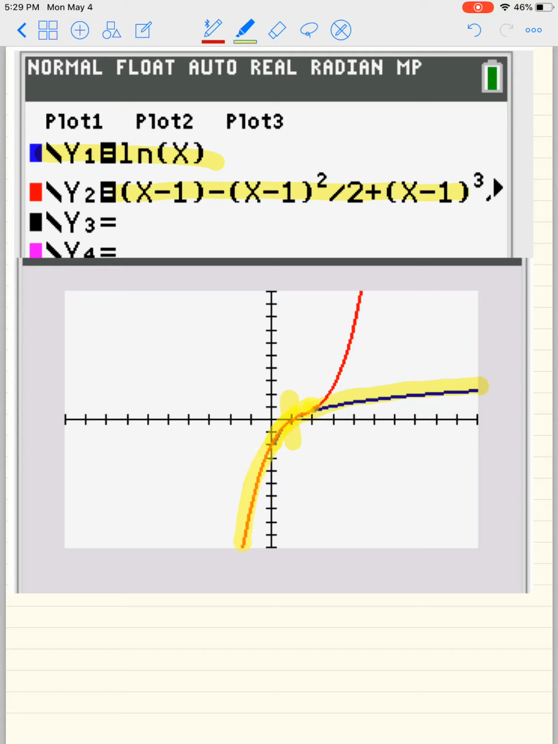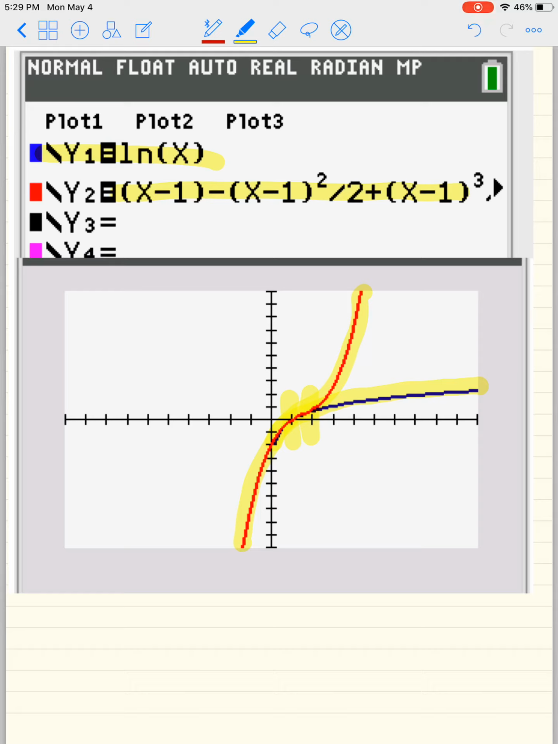This looks like this. Notice how the red and the blue move away from each other after the number, let's say, in this case, really like 2 or so. In other words, this is centered about 1, so you should use it to approximate numbers roughly around 1. Otherwise the approximations are not going to be accurate. So that's how we do the natural log of x.